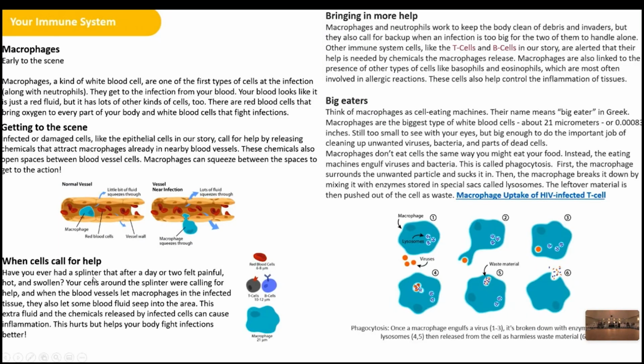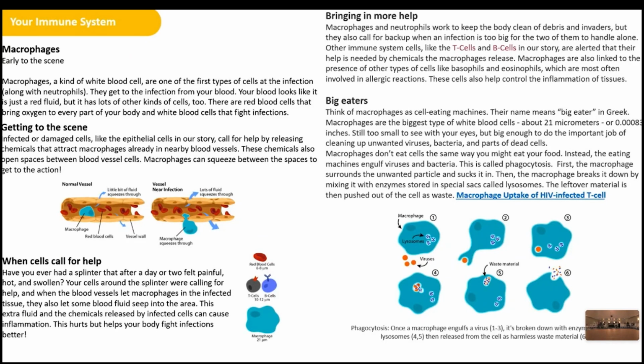Another example I had here: if you've ever had a splinter that felt hot and swollen a day or two after, the cells at the splinter pretty much are sending a signal. And when your blood vessels let macrophages in, some of the blood will seep through into that area. That extra fluid and those chemicals released by your infected cells can cause that inflammation. So while it hurts, inflammation actually is not a bad thing when it's starting to initiate the process of healing. So just something to keep in mind.